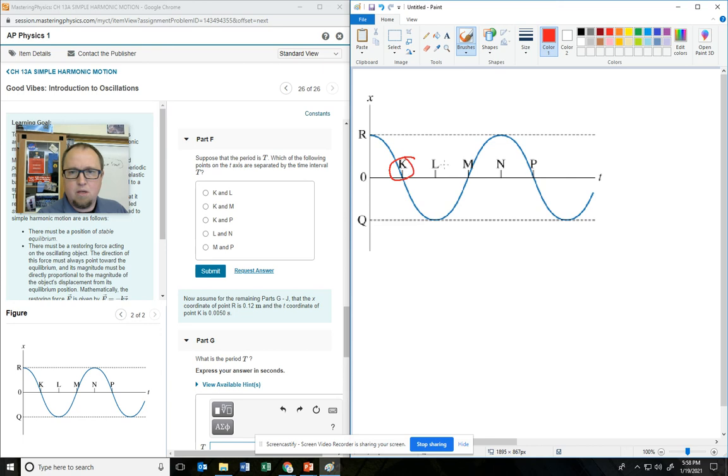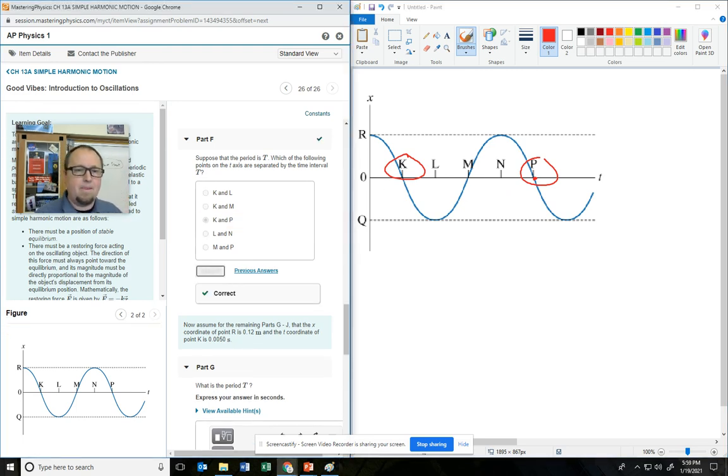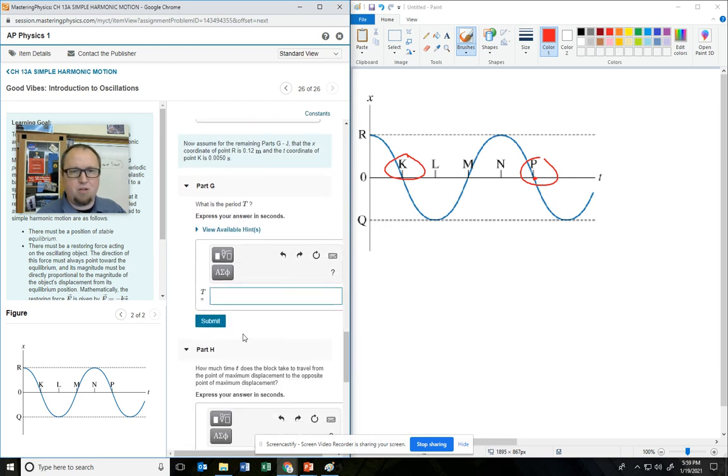K and L. It started here and it ended here. Has it gone back through its cycle? No. K and M. Starts here, goes here, but is it repeating its cycle yet? It's not repeating its cycle. It won't repeat its cycle until P. So that one's no good. K and P. After P, is it going to repeat itself and be the same thing again? Yes. There you go.